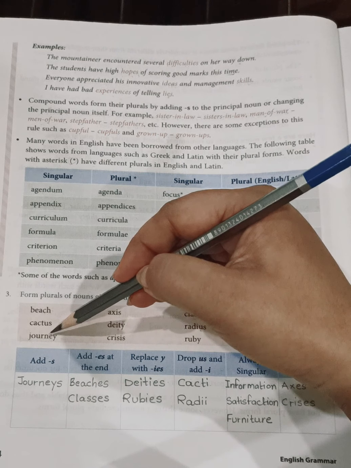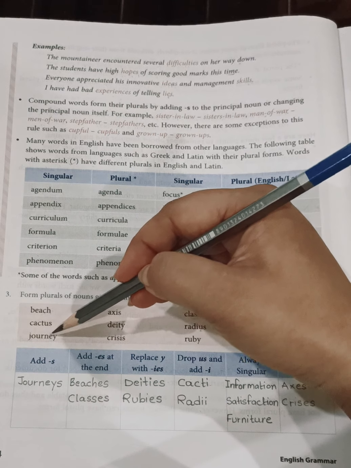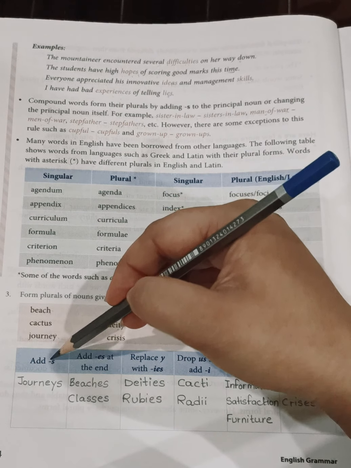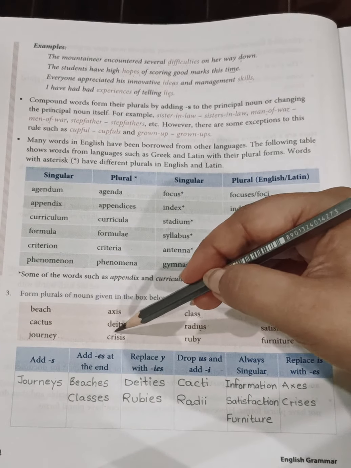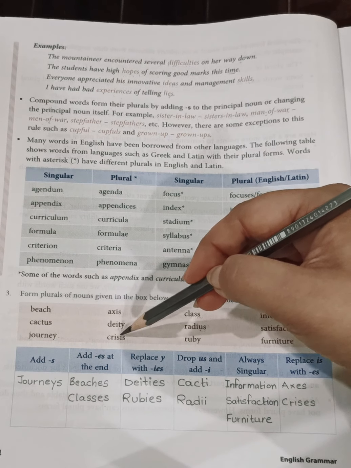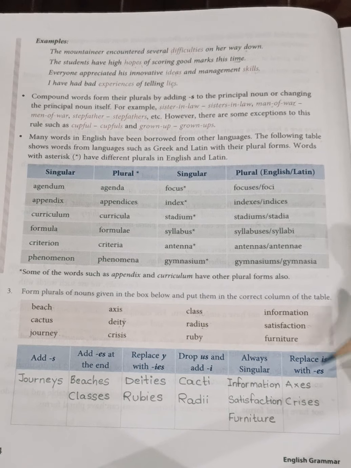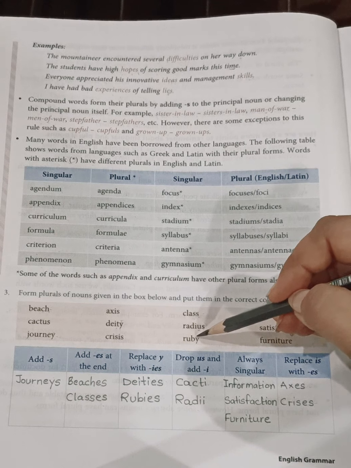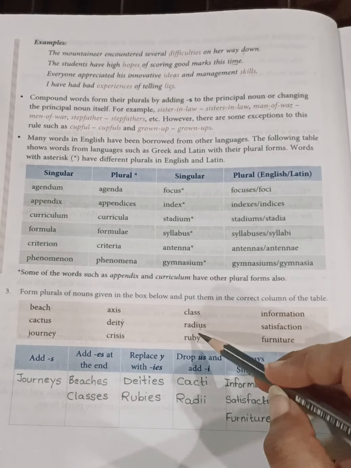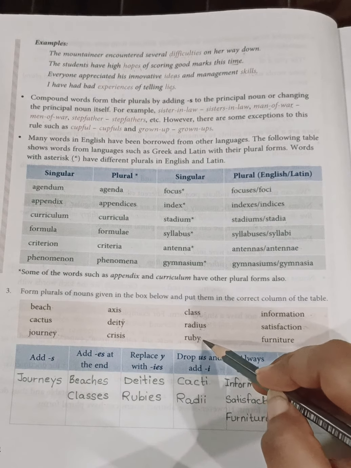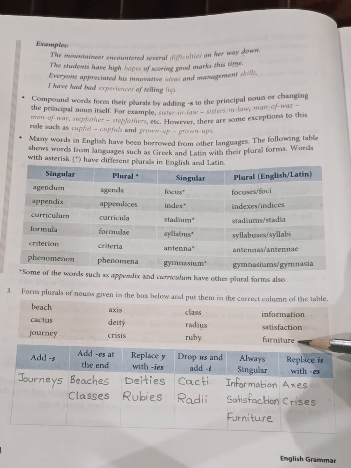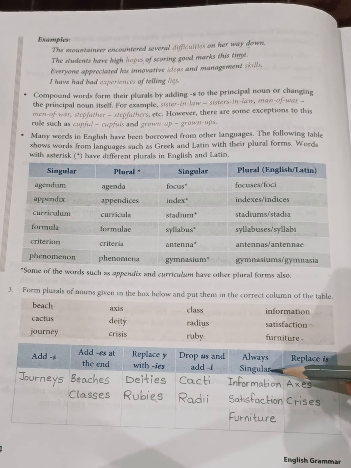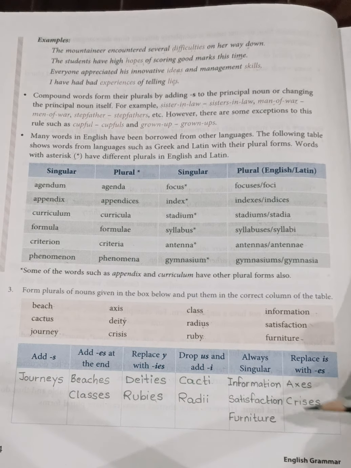Journeys. We are having E before Y. Vowel before Y. So we will not cut Y. We will just add S. So we will write here journeys. Crisis. IS. So we will cut IS and we will use ES. So we will write here crises. Ruby. Now we are having a consonant before Y. So we will cut Y and we will add IES. Rubies. Furniture. Furniture doesn't have any plural form. So we will write it in the always singular column. Understood, students?